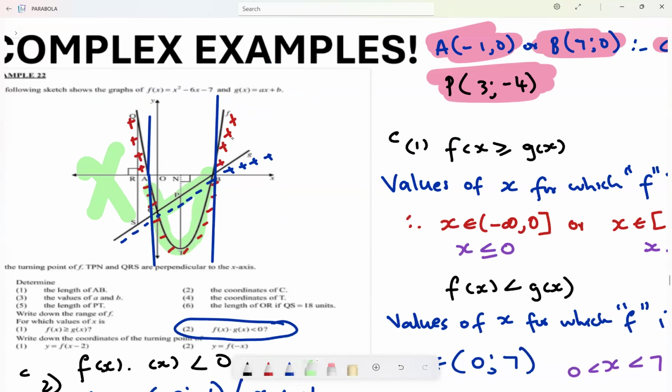Plus, plus, it is from B going upwards and towards that side, which is the positive infinity. So from B going towards the positive infinity, we are having plus, plus, which gives us positive. So we also want that section. So it means x is an element from what? From 7 going to positive infinity.